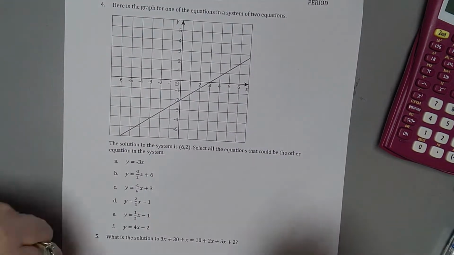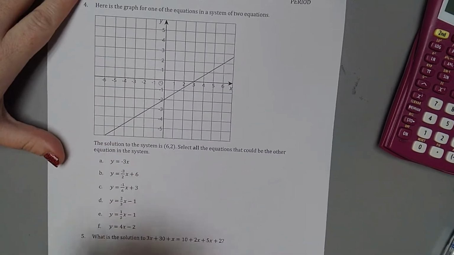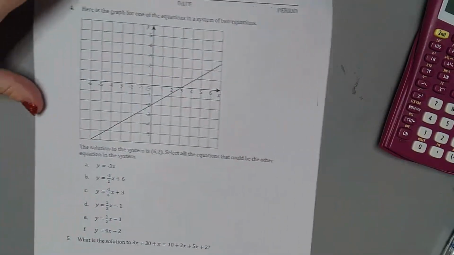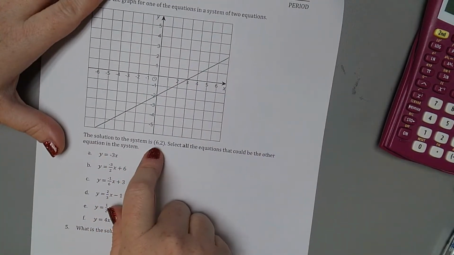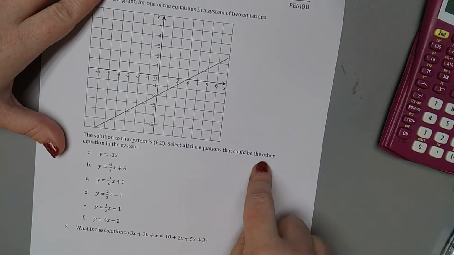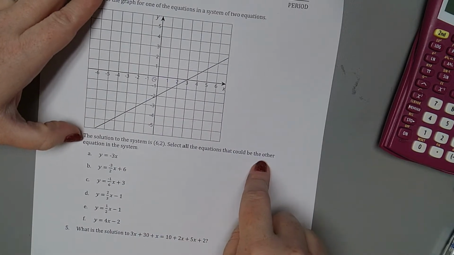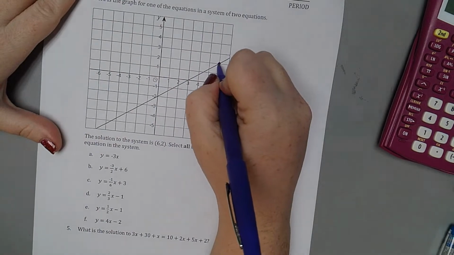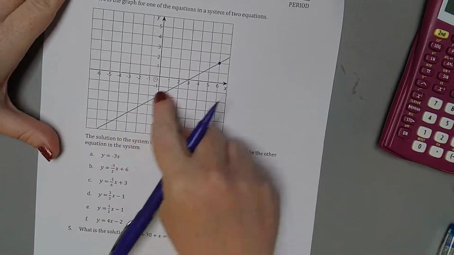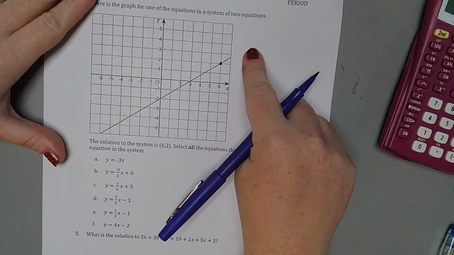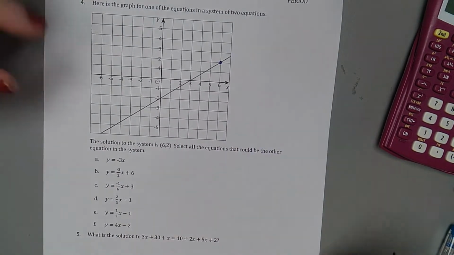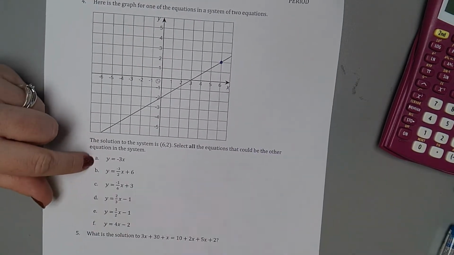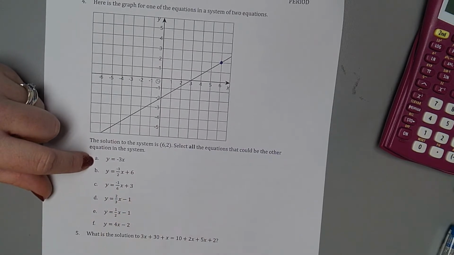Here's a graph for one of the equations in a system of two equations. So system of two equations is like these front pages. The solution to the equation is 6, 2. Select all the equations that could be the other equation in this system. You can do it a couple ways. You can graph each line and see that they go through this point. You can find out what is the line of this equation and see. Any way works.